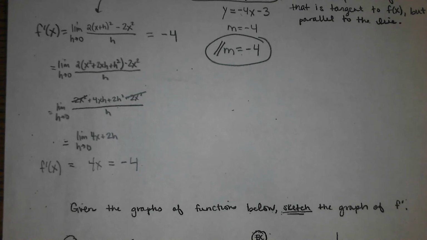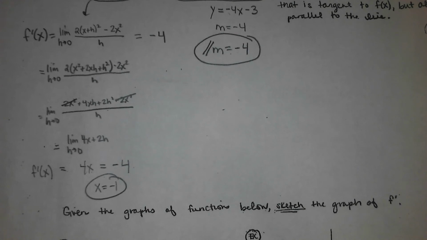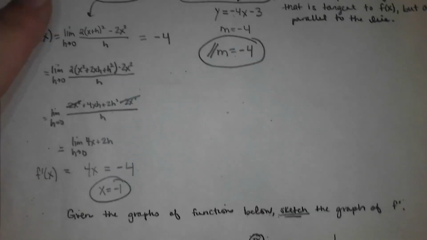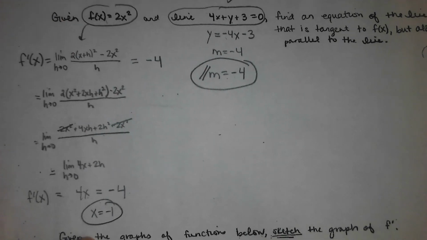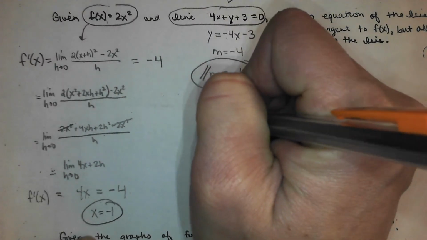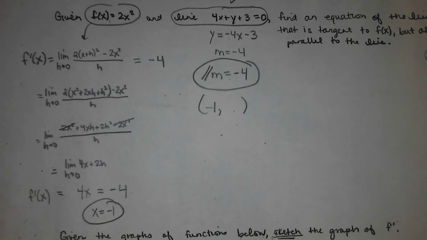So at what x value, Morgan, will that happen? -1. So we found the location on this parabola where the slope was -4. And that happened at an x coordinate of -1. How would you find the y coordinate of that point?